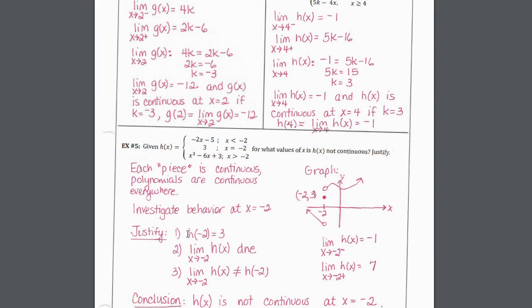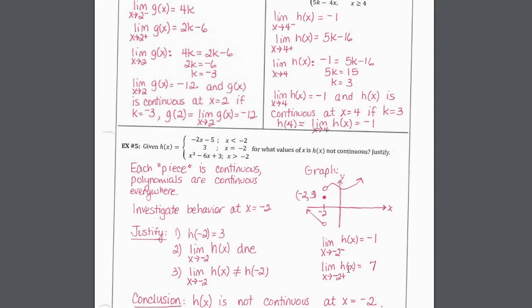The justification here would be h of -2 is 3. That's what's in the domain, okay, given by the piecewise function. The limit as x approaches -2 of h of x does not exist. Why? Because the limit of h of x as you approach -2 from the negative side is -1. How do I know it's -1? Plug in -2 to the first piece. I get +4 minus 5, that's -1. Okay, so that's this one here.